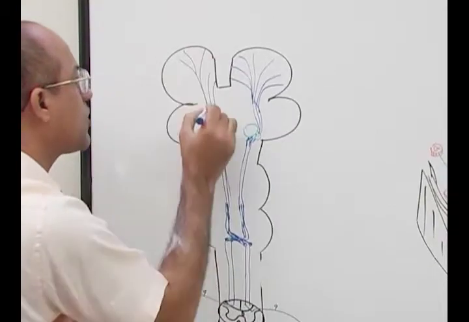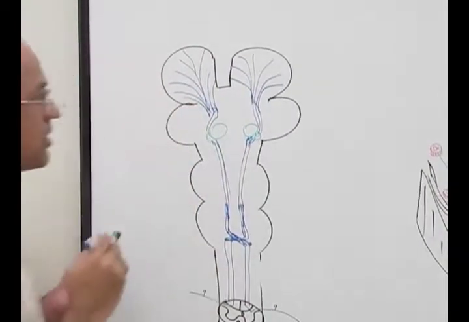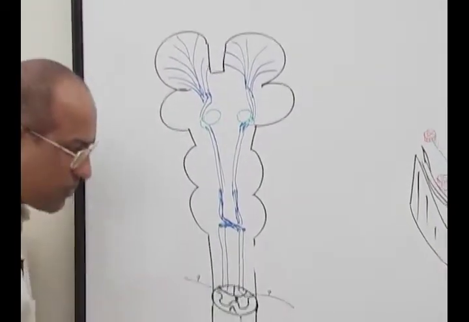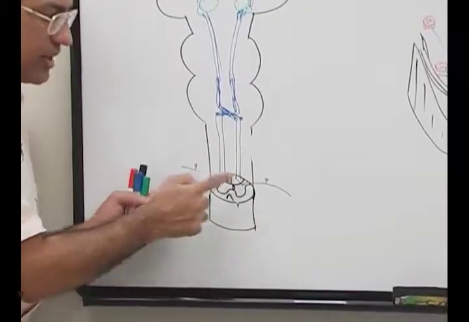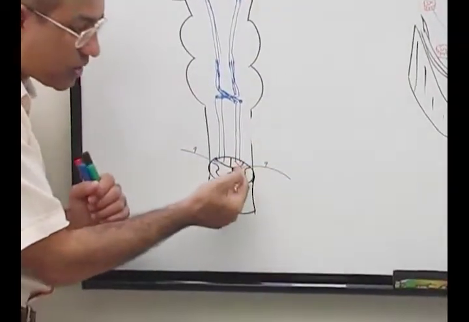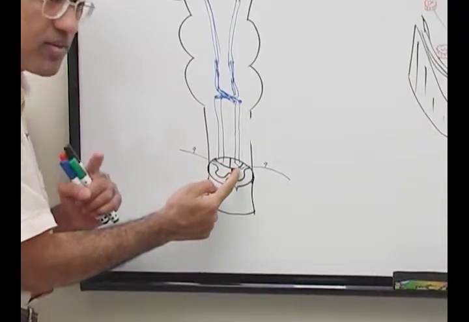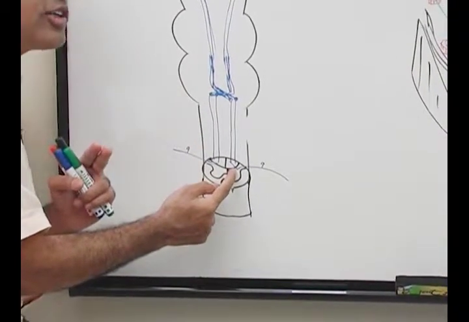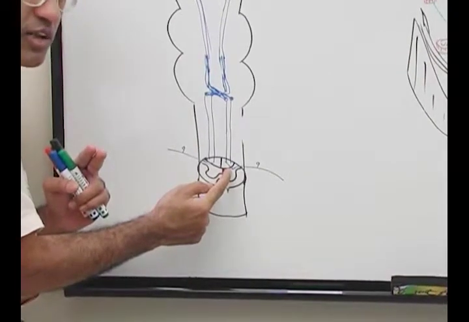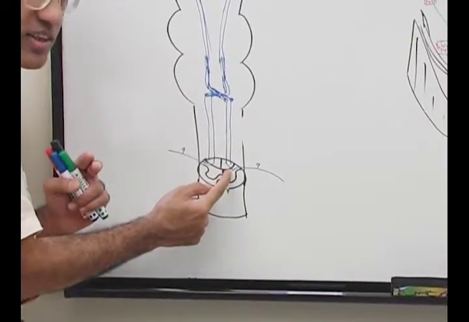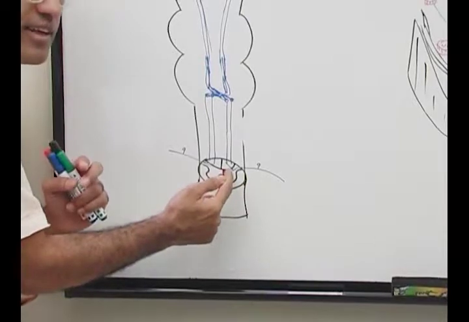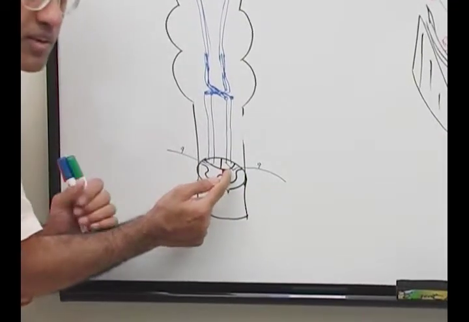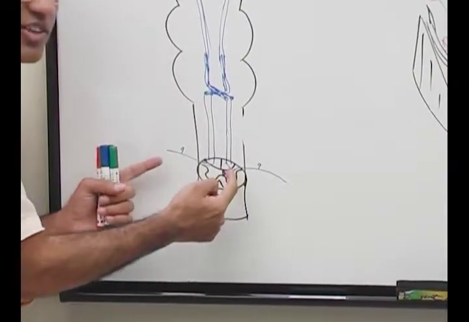Now the point which I want to make by this diagram is, in the dorsal column, which sensations are going? In the dorsal column, the sensations which are going are, number one, vibration sense, number two, two-point discrimination, right? We also call it tactile discrimination sense and fine touch sense. So these are, or proprioception fibers. These are dorsal column sensations.